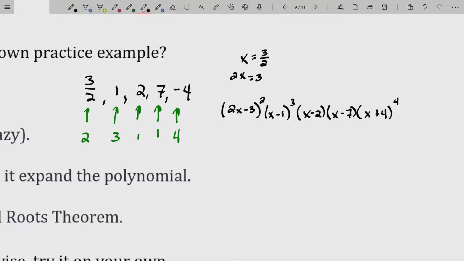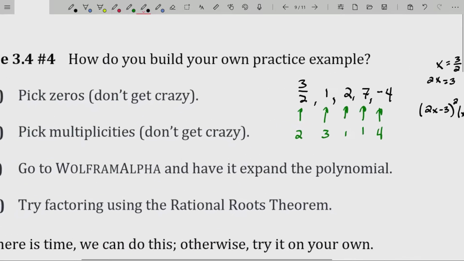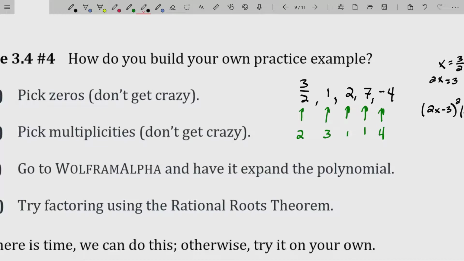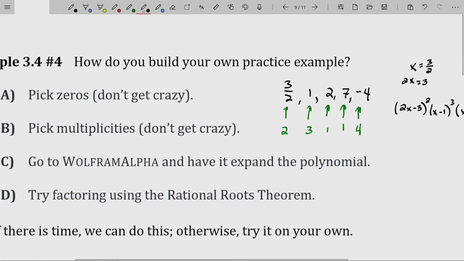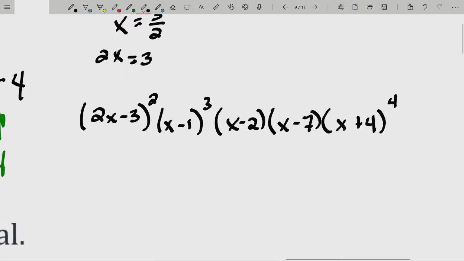And remember that the rational roots theorem works if you have integer coefficients. It didn't say anything about non-integer coefficients. So you need to force integer coefficients. Okay, so now what do we do? Well, you go to Wolfram Alpha and have it expand that polynomial for you, and then you try factoring that using the rational roots theorem. Of course, you already know the factors, but it's a good way to practice. So let me just showcase how I would do that.